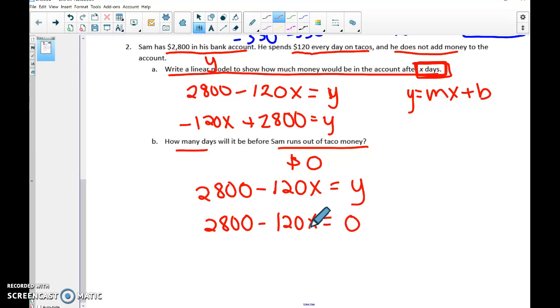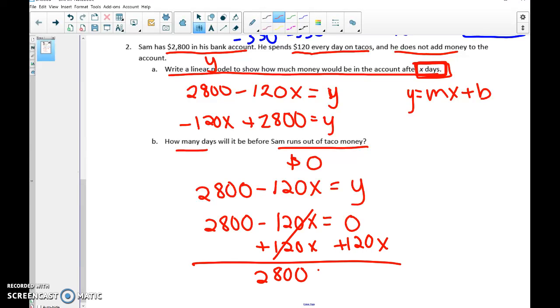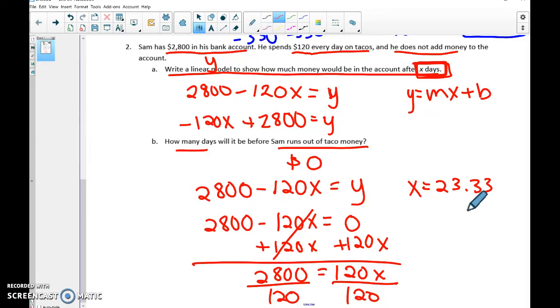Now you have to solve for x, okay? That means you got to get these on different sides, okay? You can't just keep it here. So let's add 120x to the other side. Now we've got 2,800 equals 120x. Now we can start to get x by itself. Divide each side by 120. And we find out that Mr. Sam is going to run out of taco money in 23.33 days. We usually don't use days as 0.33.